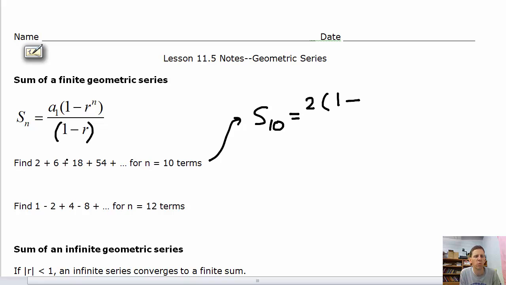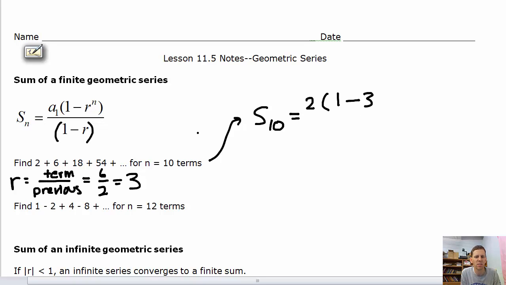Remember, to find the constant ratio, you might notice what it is here, but if you aren't sure, pick a term other than the first term and divide it by the term right before it. So take any term and divide it by the previous term. In this problem, you could take 6 divided by 2, or 18 divided by 6, or 54 divided by 18. All of these things should give you an answer of 3, and that's your r value. So in this problem, our constant ratio is 3.